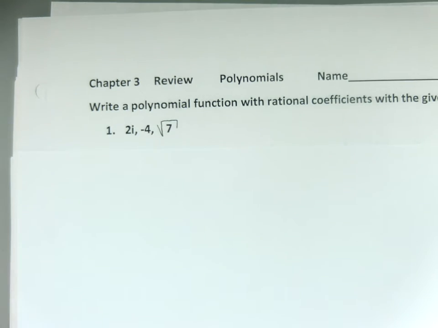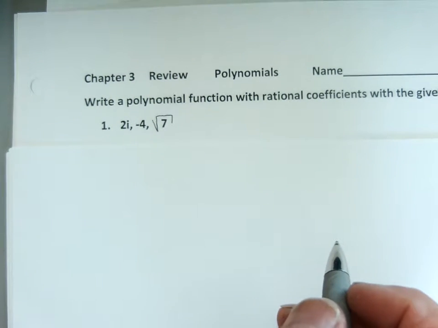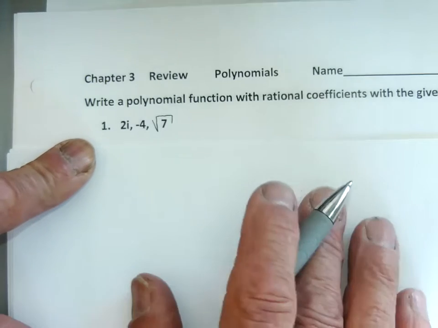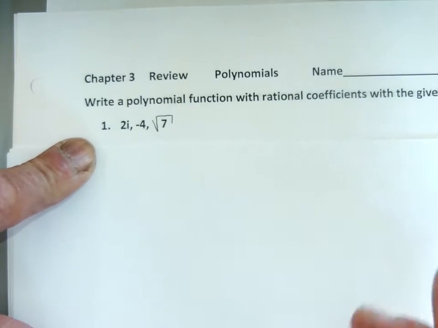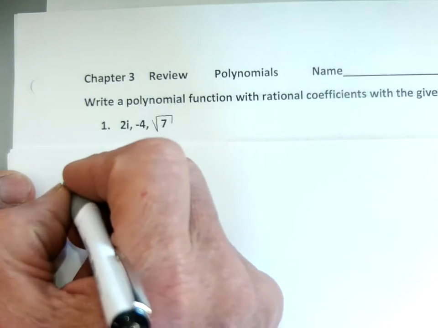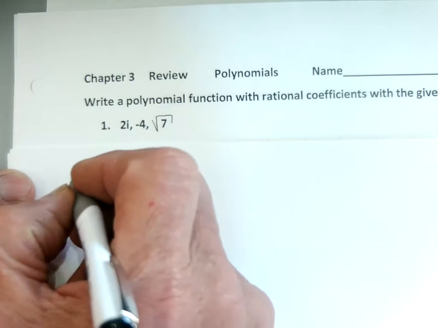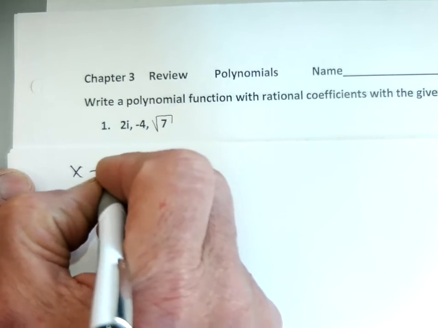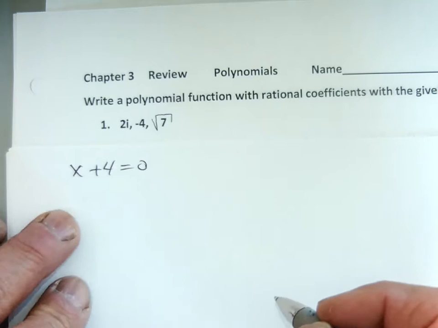Okay, so I did the review, and hopefully I can get it done, because that'd be great. That way you guys have the review. Okay, so number one is identical to our warm-up. I did that on purpose. Same one. We know that the only way we can get an answer of x minus 4 is if we have x plus 4 equals 0 as one of my factors.